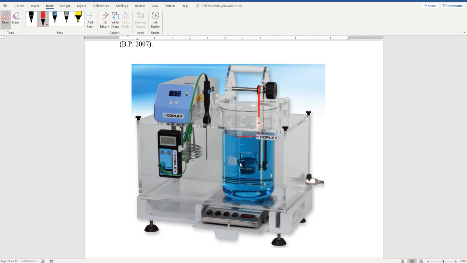Now, every 10 minutes, you need to revolve this assembly upside down. That's why you see this one. If you see a thread here or a ribbon here, every 10 minutes it will flip the assembly to the other side. Every 10 minutes, okay, it will flip it.